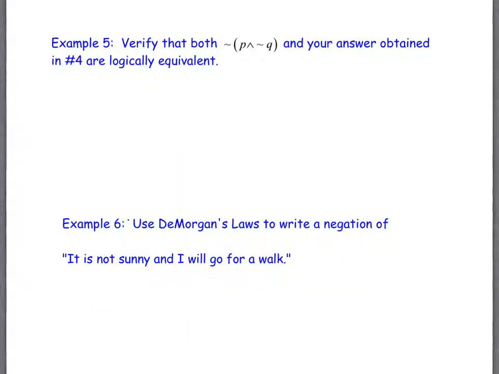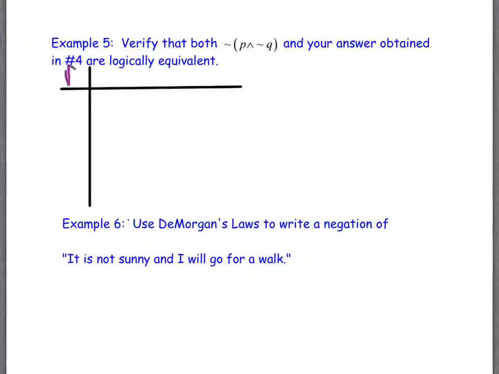All right, let's do an example. Oh, I'm sorry, I'm going to verify first one for us. Example number 5 says that we're going to verify that the tilde P and tilde Q that we just started with before and our answer to example 4 are actually logically equivalent. So we're going to actually show that it really worked. We didn't just make it up and say, hey, look, this cool feature, and it didn't work. So we're going to create a truth table for each of them.